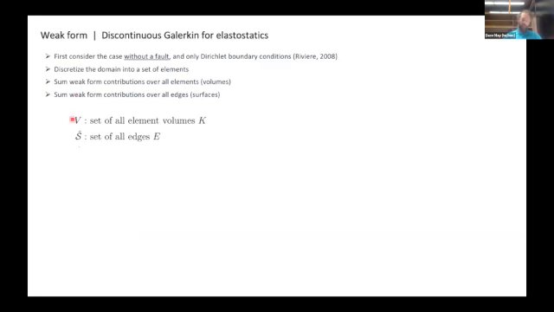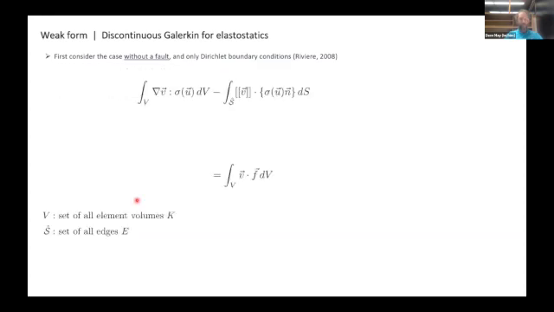V will be our set of element volumes. S hat will be our set of edges. So when we do that sum, we have our volume term here, which looks pretty familiar. It's just the same as before for a single element, but now I put the implicit sum there and write the integral over V. And I have this term, which we just saw where it comes from. Okay, so that's our jump of test function dotted with the average of the normal stress.